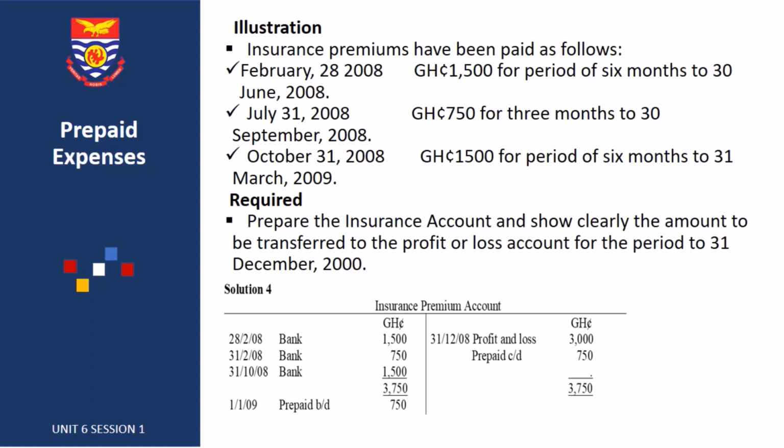So in actual sense, the payment that was made for the year 2008 is 3,000, because the first payment 1,500 we added to the 750 that belongs to the year 2008 will give 3,000, and then 750 is prepaid or relates to the subsequent year 2009.